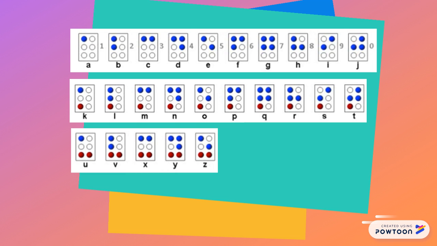But where is the W, you ask? Well, the Braille alphabet was created by a French teenager, Louis Braille, and classic French does not have a W, so it was added later on. The numbers 0 to 9 are the same as A to J.